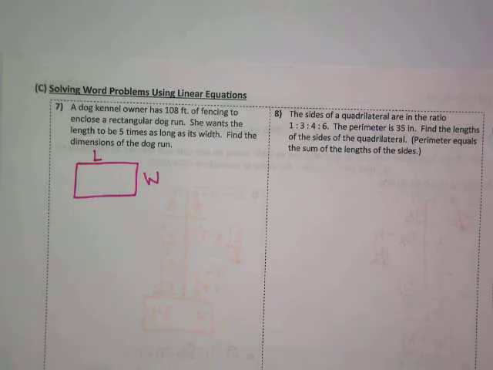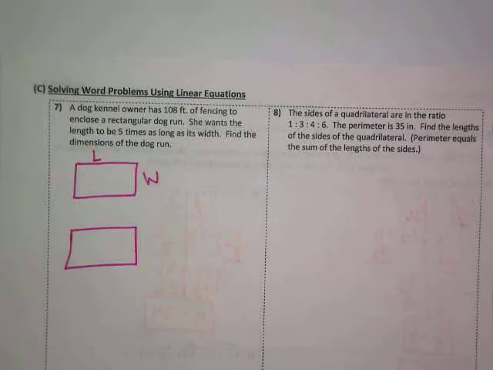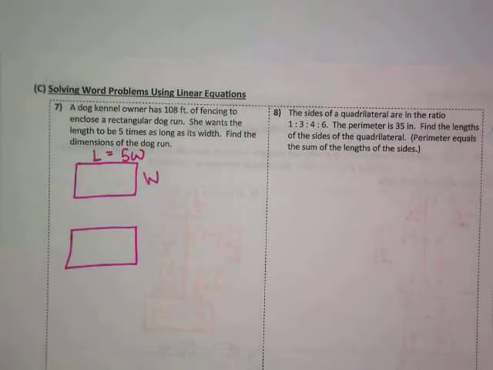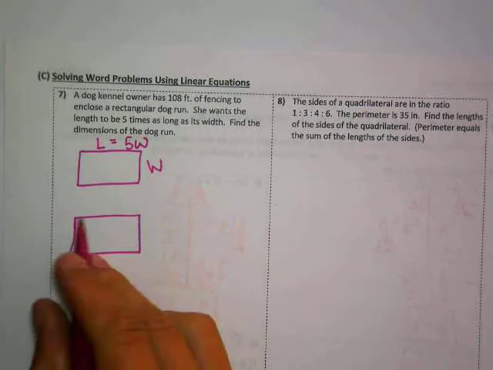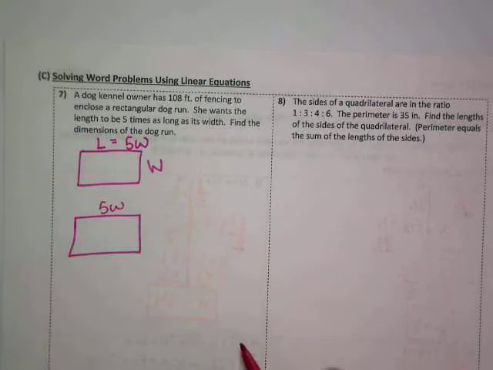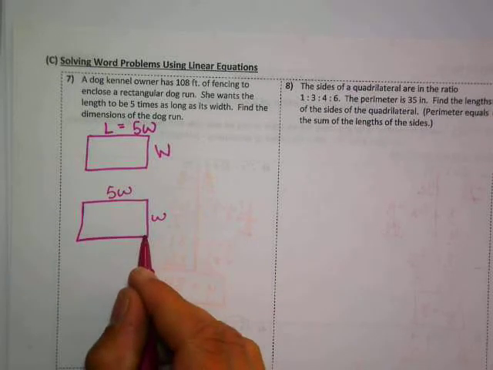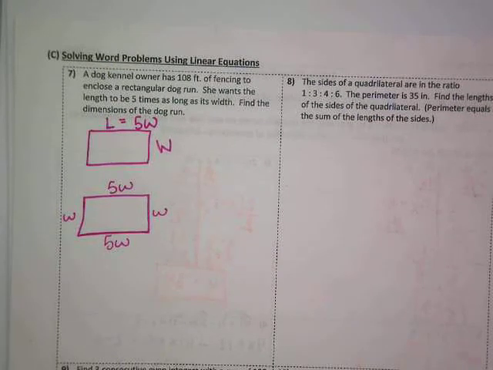And I'm trying to solve for the variables. So I want to draw a new picture, and I only want to use one of the variables. So how can I rewrite the length with a w? 5w, right? Because it's 5 times the width. So the length equals 5 times the width, so you can rewrite L as 5w. So the length here now is 5w. The width is w. This length is how much? 5w. And the width here is w. Is that it? Not yet.